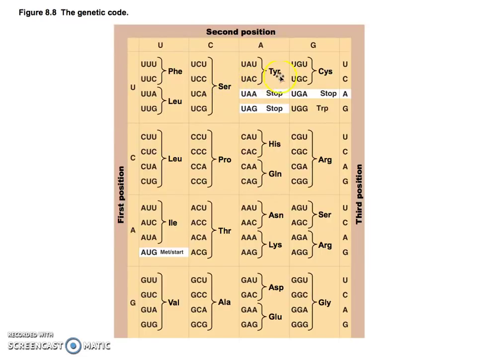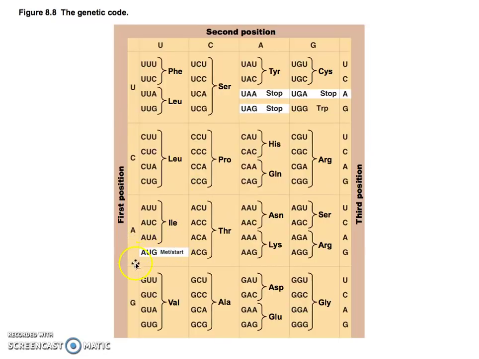Now, the problem here is if you're making tyrosine, right, you have UAC and UAU. That makes tyrosine. But if the mutation occurs and it is a UAA, it stops immediately, which means you'll have an incomplete protein, which could reduce functionality or make it non-functional altogether.